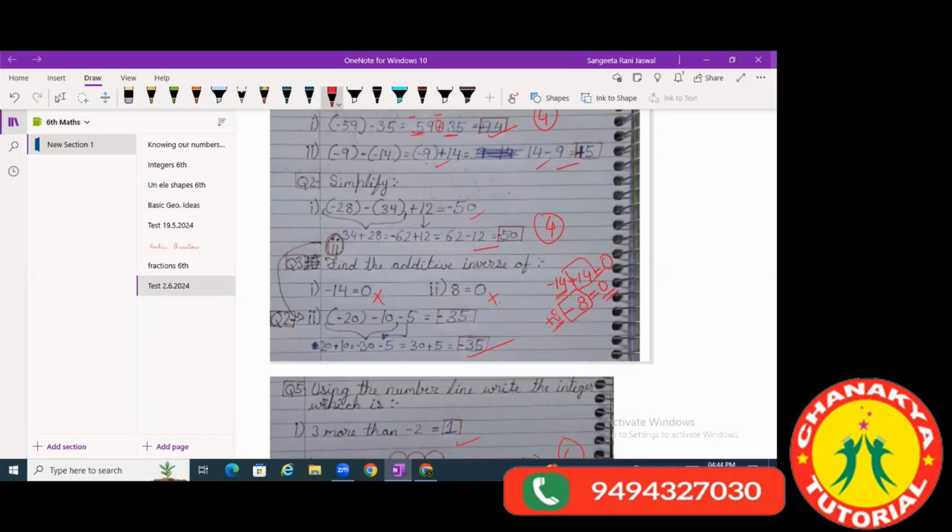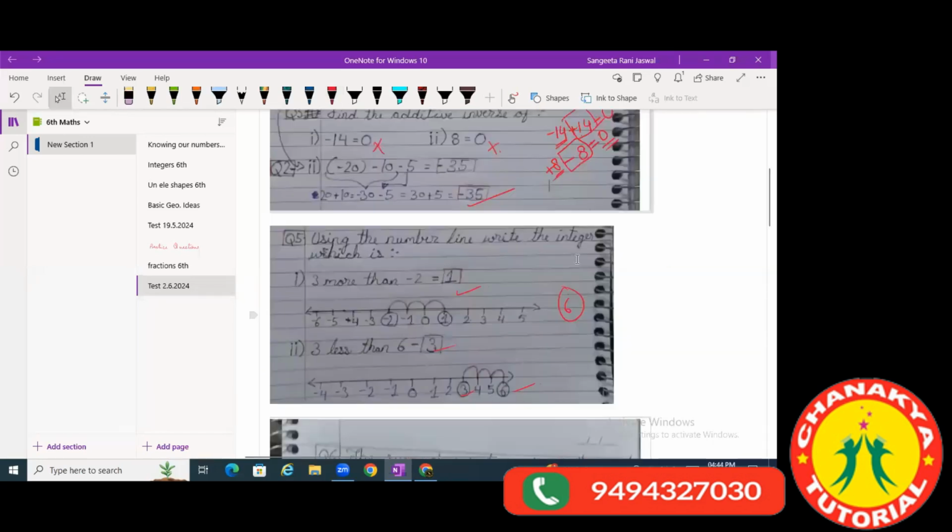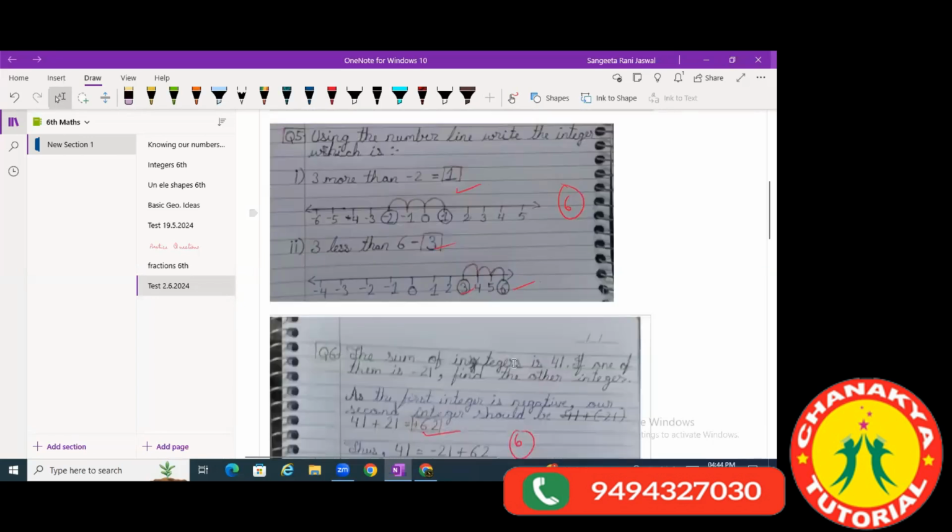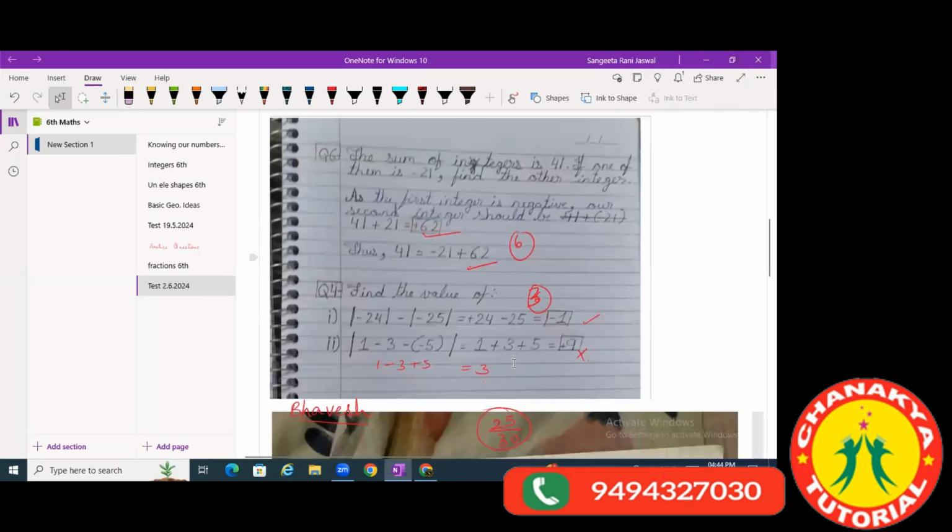Now using the number line, write the integer which is 3 more than -2. That's correct. Okay, let's go down. This is all correct. Now here is find the value. When you are taking something out of this modulus sign, it becomes positive. So the first one is correct.